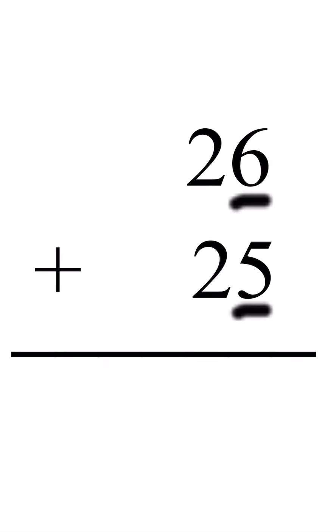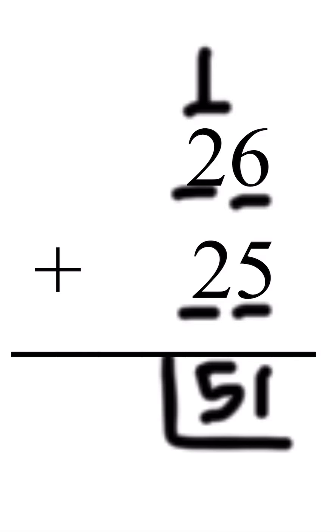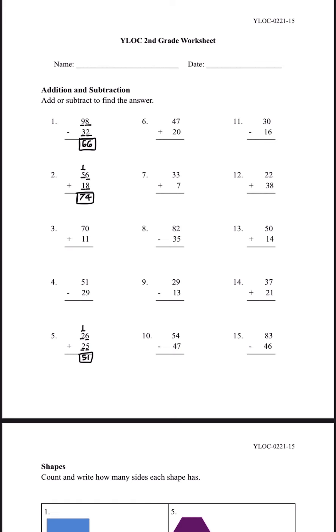6 plus 5 is 11, and 1 plus 2 is 3. 3 plus 2 is 5. So 51 is the answer for number 5. Let's look at number 10.